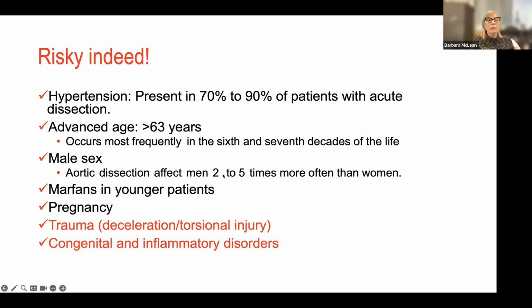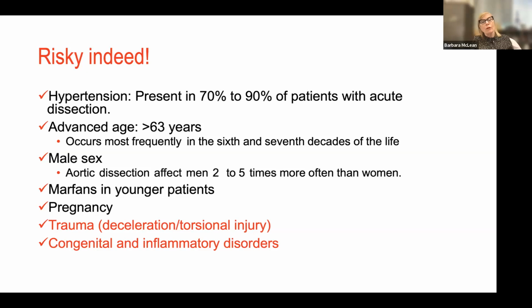It affects men two to five times more than it affects women. I shouldn't say male sex. I should have said male gender. Sorry. It's not having male sex that puts you at risk. It's being a man puts you at 2 to 5 times more risk than being a woman.